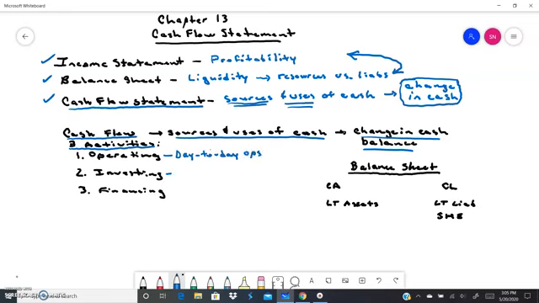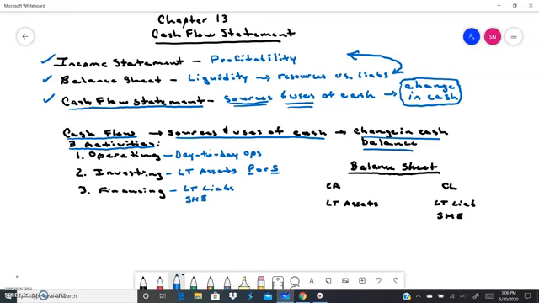Investing activities are anything that has to do with long-term assets. So that would be either purchase or sale of long-term assets. So either we're buying long-term assets or we're selling long-term assets. Any cash associated with those activities would be included in investing activities. And financing would be anything to do with long-term liabilities or any transactions associated with shareholders' equity.